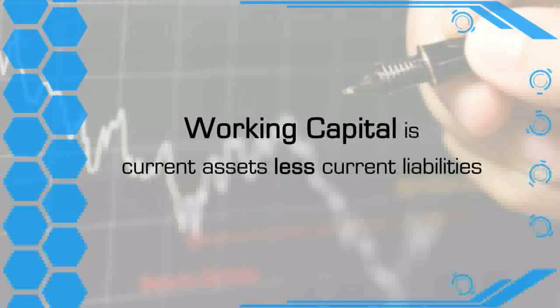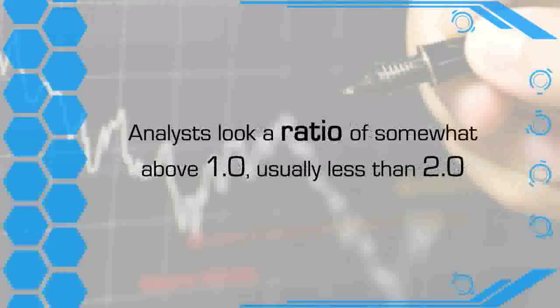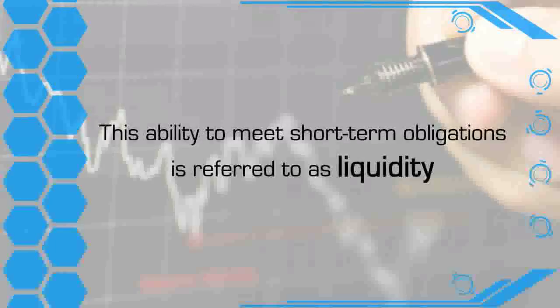Working capital is current assets less current liabilities. Analysts expect a company's current assets, cash plus inventory plus accounts receivable, to exceed its current liabilities, which are accounts payable and other short-term debt, including the current portion of long-term debt payments due. Analysts look for a ratio of somewhat above 1.0, usually less than 2.0. This ability to meet short-term obligations is referred to as liquidity.